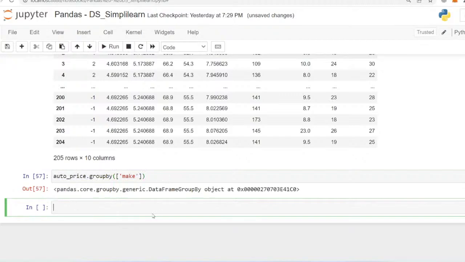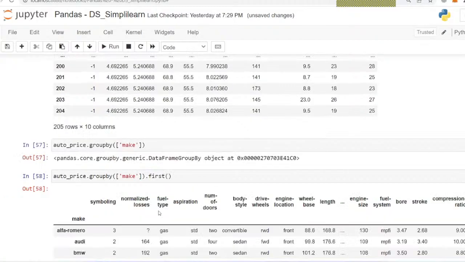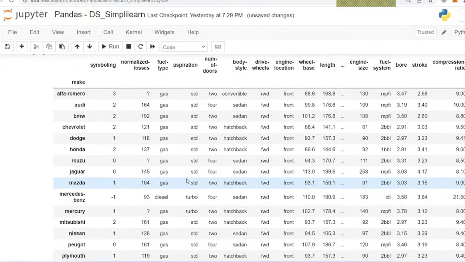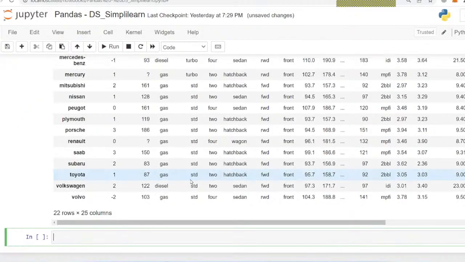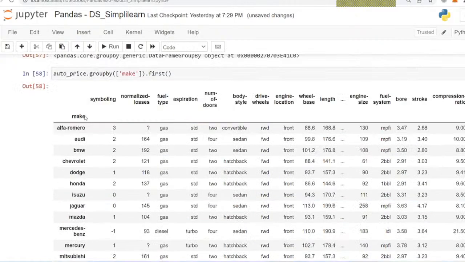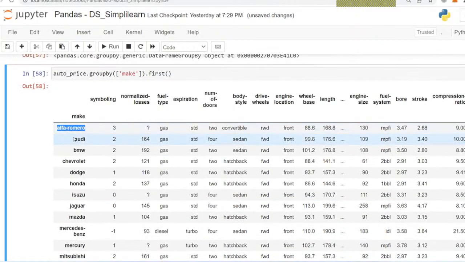You apply the group by and you can just pass here dot first. When you pass here my first value, you will see the values, and they will be showing you the result in terms of group by. Here you can see makers Alfa Romeo, Audi, BMW, Chevrolet, Dodge, Honda.